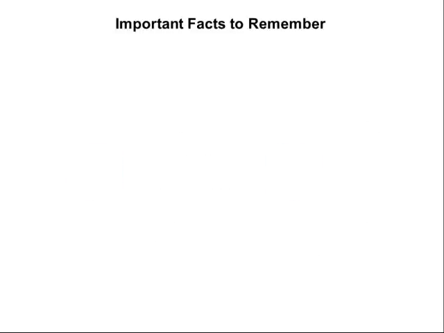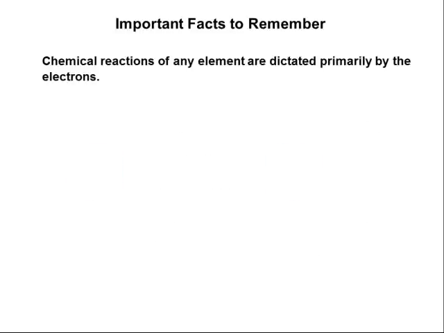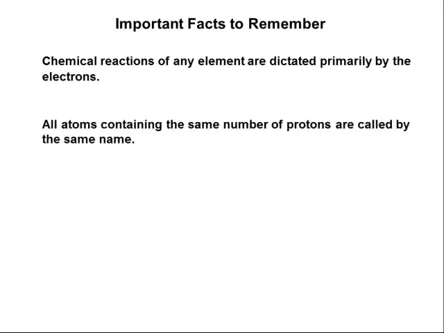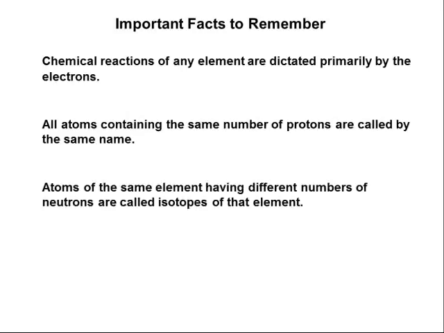Some important facts you should remember. Chemical reactions are going to be dictated primarily by the electrons. And as we progress further into the course, we'll be talking more and more about that. A very important thing though, and I know I keep saying it over and over again, but it's so important: all atoms containing the same number of protons are called by the same name. The number of protons defines what the element is, and we can't change the number of protons. If we change the number of protons, we change what element we're dealing with. And those are going to be nuclear reactions.